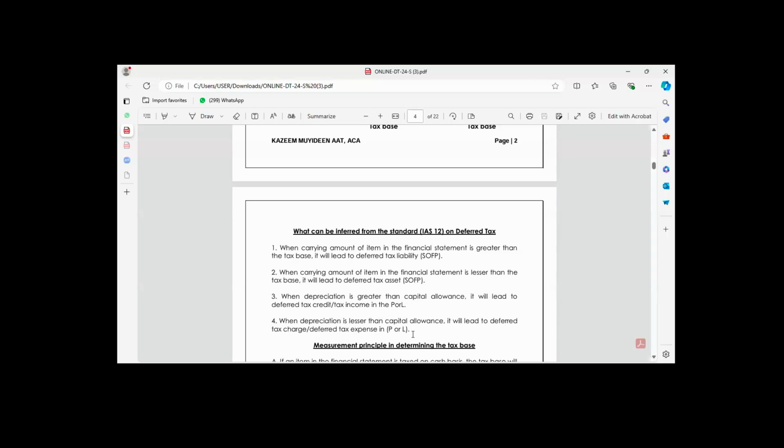Why do we need to know this? Some question will not give you the balance sheet and asset. The second way can come. The first one will say the asset, so that, no problem. Some question will not say, they will just give you the depreciation and capital allowance. ICAN has tested that one before. They will ask you for the same requirements. What is the deferred tax asset or deferred tax liability that will go to the statement of financial position? And what will go to the P or L?